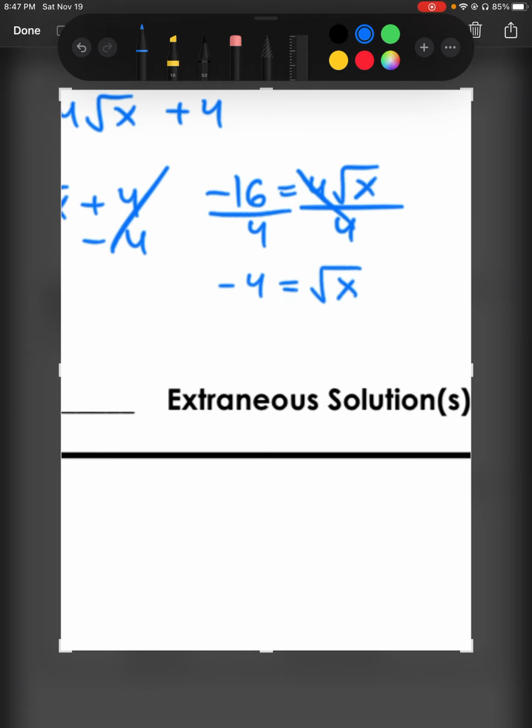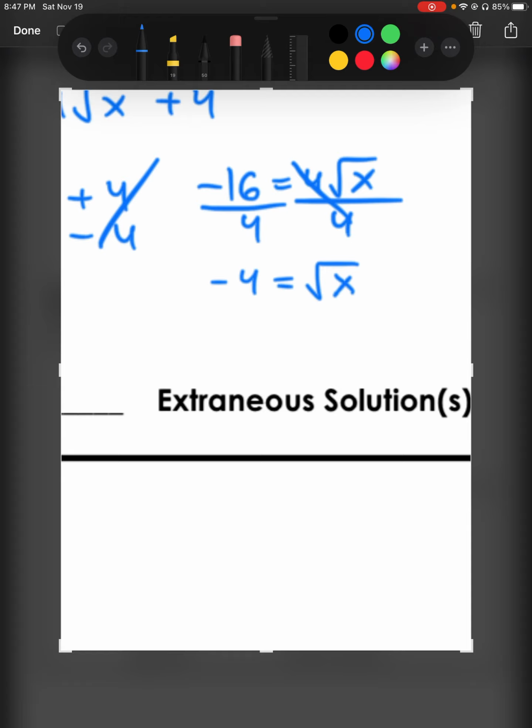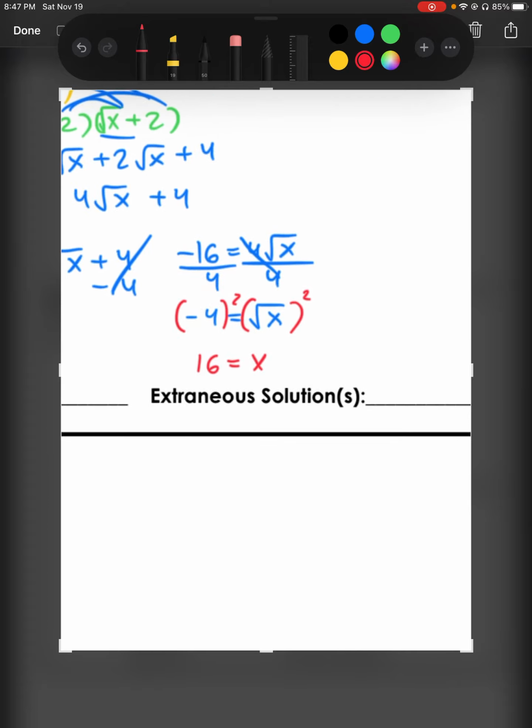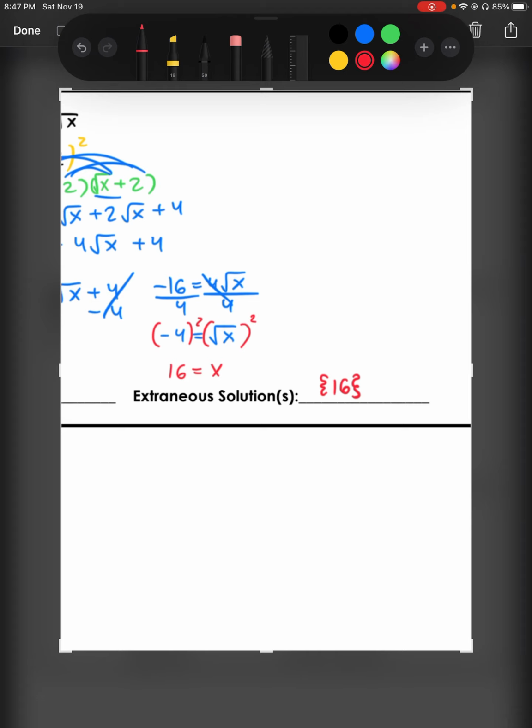Now, technically, I could finish solving this by squaring both sides, and I would get 16 is equal to x. But I already know right away that this is an extraneous solution, and that's because when I'm right at this prime step right here, it says negative 4 is equal to the square root of x.